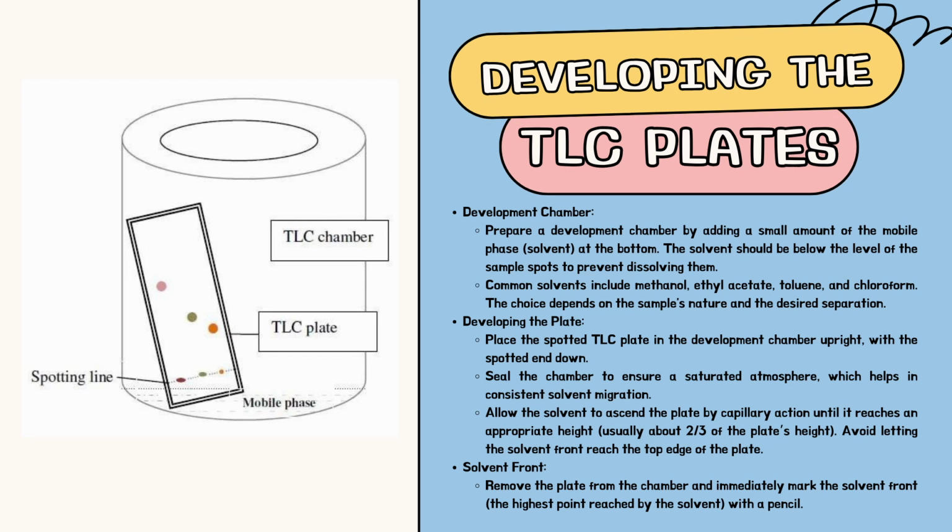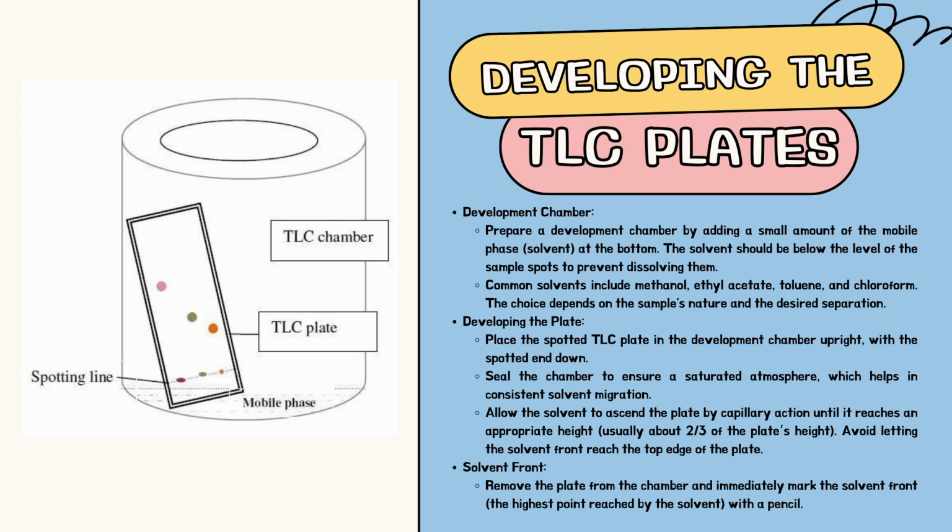Next, place the spotted plate in the development chamber upright with the spotted end down, and then seal the chamber to ensure a saturated atmosphere. It helps to give a consistent solvent migration. Allow the solvent to ascend the plate by capillary action until it reaches an appropriate height, usually about 2 or 3 of the plate's height. Ensure the solvent front does not reach the top edge of the plate.